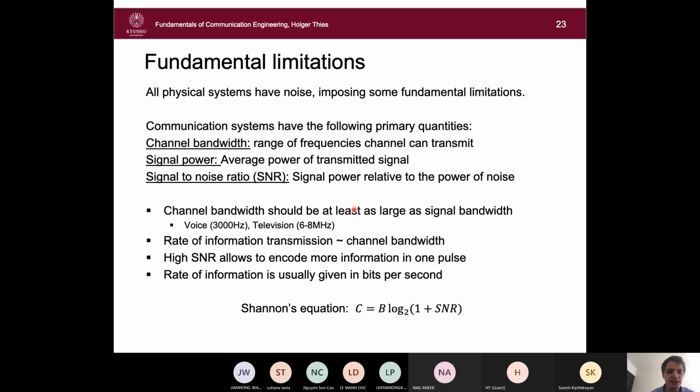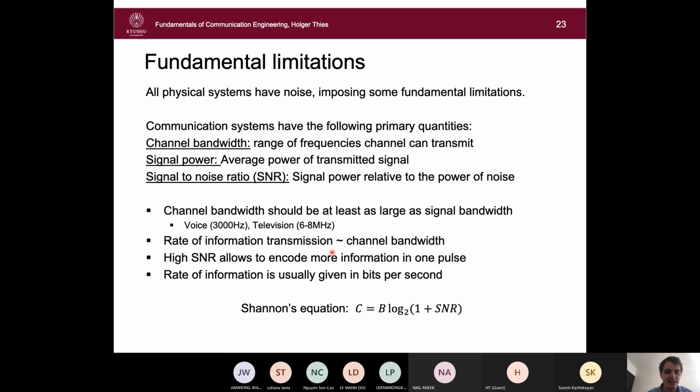So this is the first limitation. If the channel bandwidth is already lower than the signal bandwidth, then of course we cannot transfer the signal perfectly. There will always be something lost.